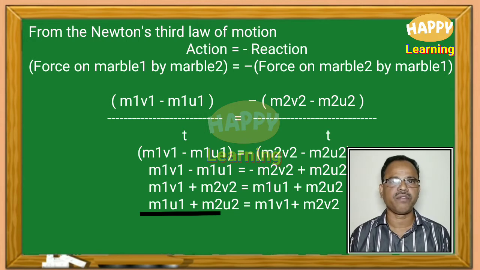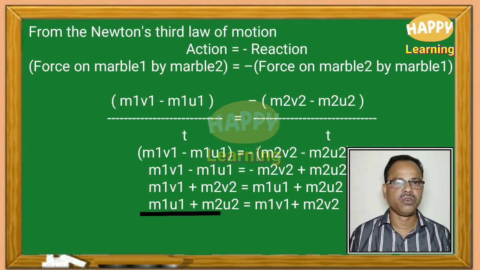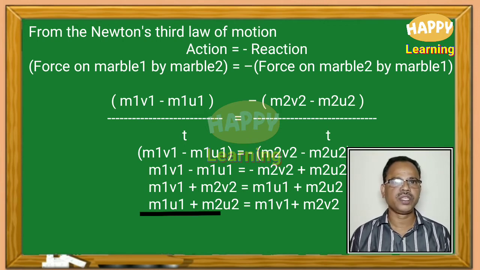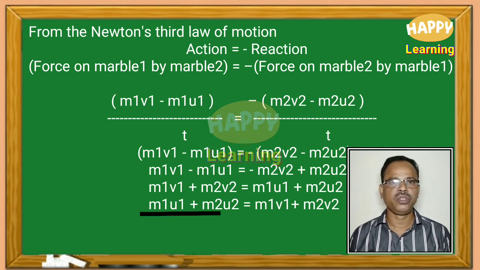Now observe the terms carefully. On the LHS side, m1u1 plus m2u2. What are these two terms? m1u1 is the momentum of the first marble before collision, and m2u2 is the momentum of the second marble before collision. So these two terms are momentums of marble 1 and marble 2 before collision.